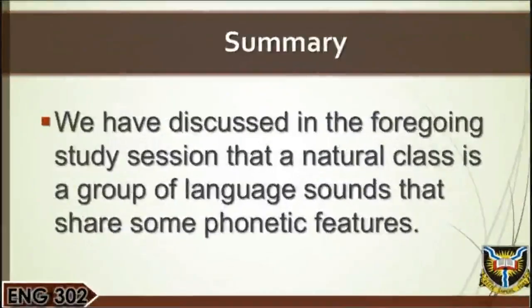Summary of study section 9. We have discussed in the foregoing study section that a natural class is a group of language sounds that share some phonetic features. We must not forget that the sound system of every language includes several natural classes, each distinguished from other classes by certain features. Sounds that fall into natural classes tend to behave in similar ways, participating in the same phonological rules. They are affected in the same way by the same rules in the same environment or context, and they have the same effects on other sounds that occur in their environment.